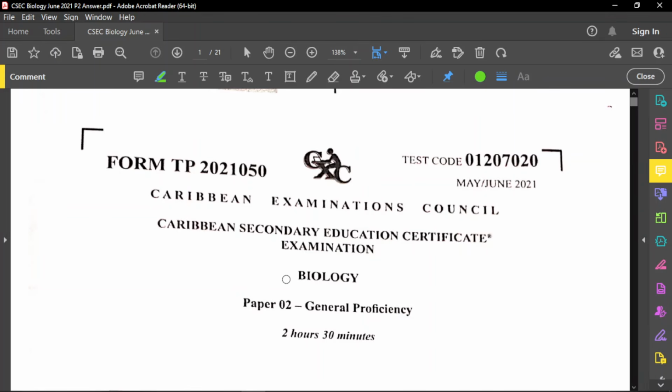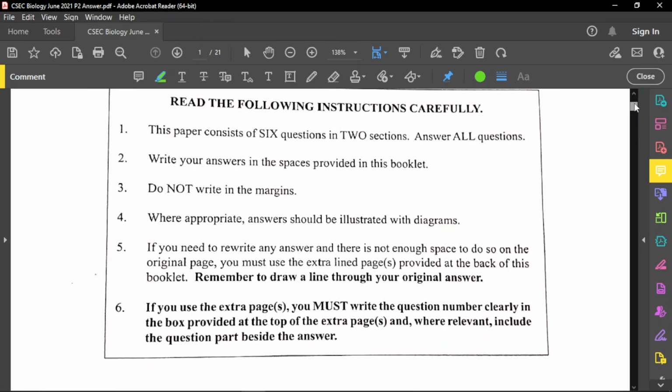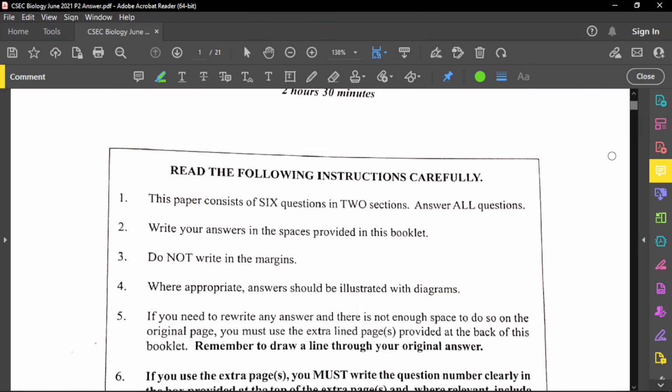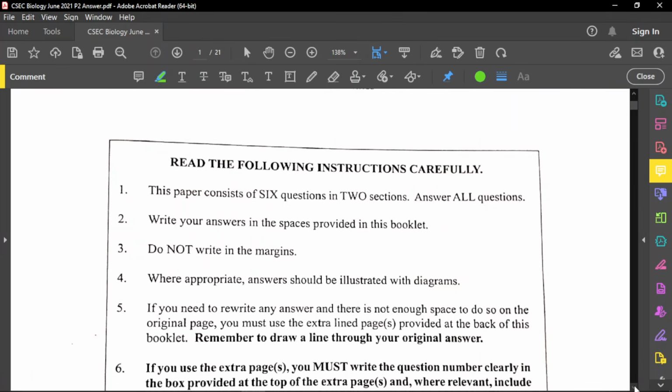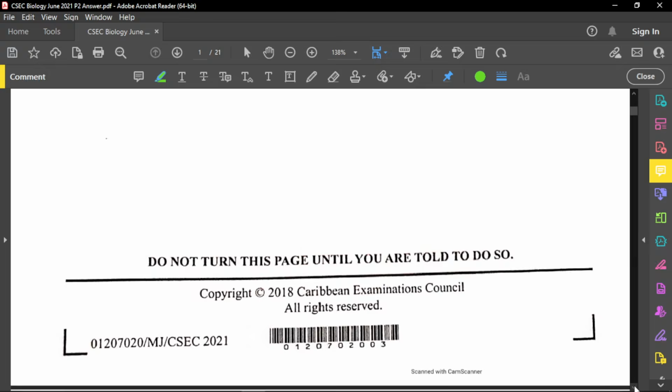Today we're doing another review of a CSEC Biology paper. This is a paper 2 from the year 2021, and this is a May-June paper. Now, please remember, if we start the examination, you should read through the instructions carefully, and if you should have any questions or queries, please clarify those with the examiner before you begin. You should also remember you should not open the booklet until you are told to do so.